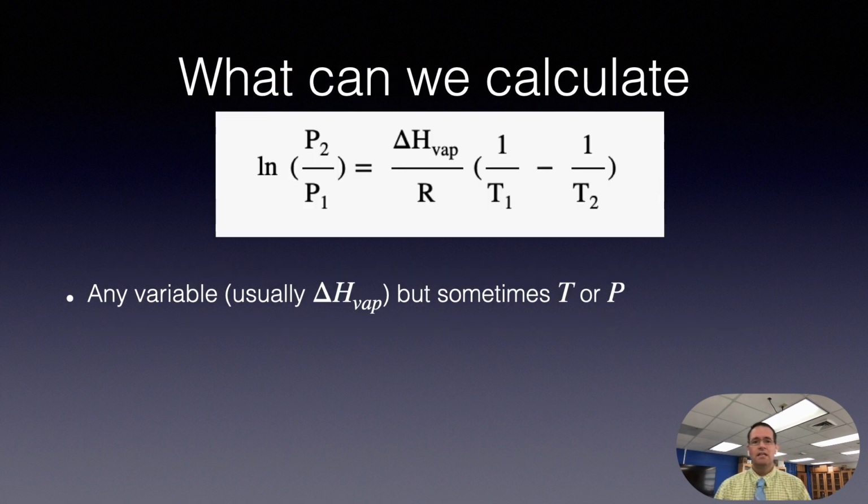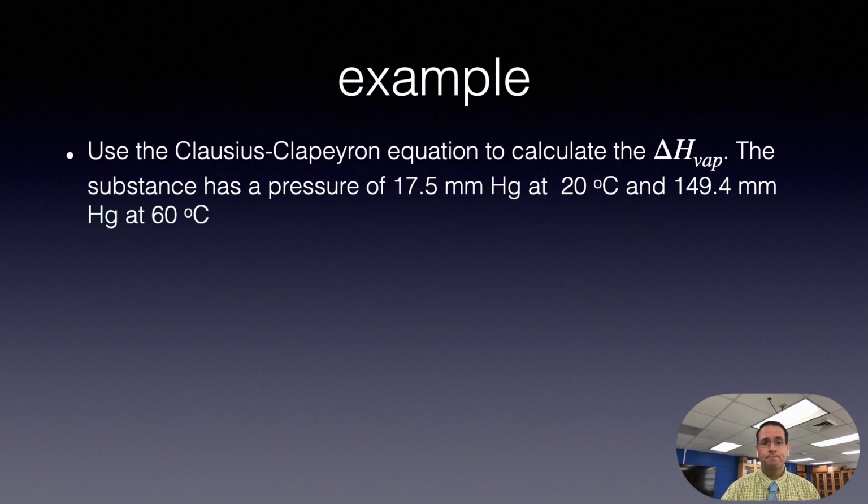So first off, we can calculate any variable we want. Usually we're interested in calculating the heat of vaporization, and I think it's rather interesting that you just need two temperatures and two pressures, and you can get the heat of vaporization of any liquid you want without really doing any thermochemistry or measuring temperature changes and heat flow and all that kind of stuff. But you can also solve for temperature or pressure.